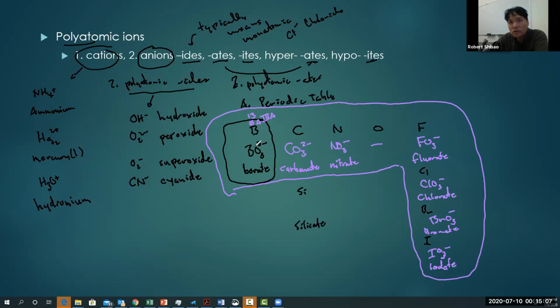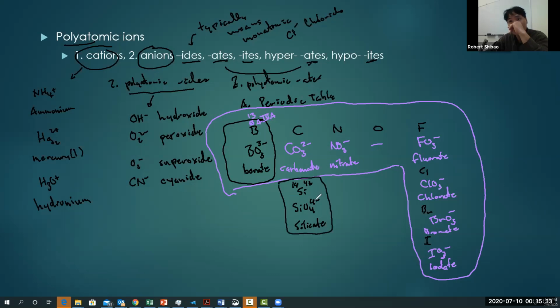The inner block is going to start at silicon and silicate. Silicate is important in geology. Silicate is SiO4 4-. This one is easy to remember because this is group 14 or group 4A, Roman numeral 4A. So it's 4, 4, 4. It's group 4. It's got 4 oxygens and it's got a 4- charge. So I memorize this one.